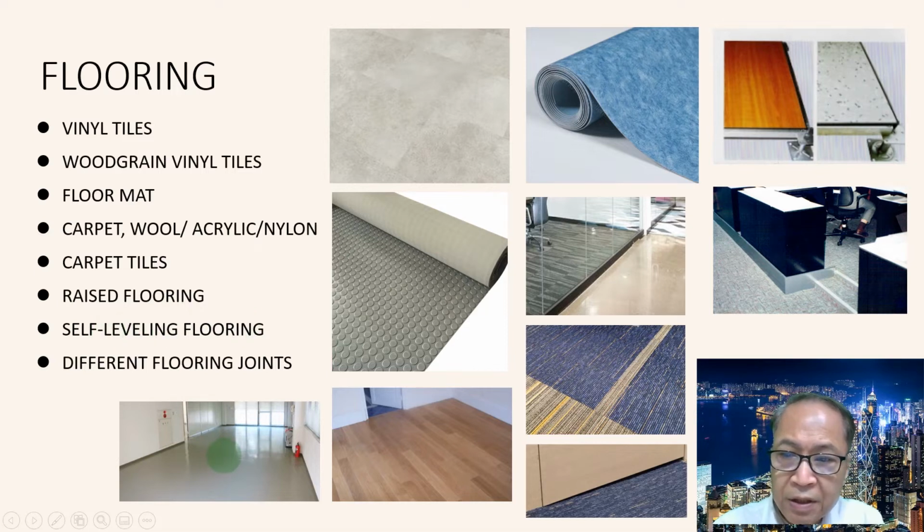Self-leveling flooring. This is self-leveling, a kind of chemical flooring. You see here different flooring joints. For different flooring, take care of the joints. We use a metal divider, a stainless steel divider, on the joints, and you take care about the level because different flooring has different thickness, and the level is different.